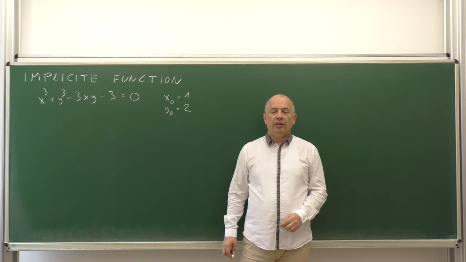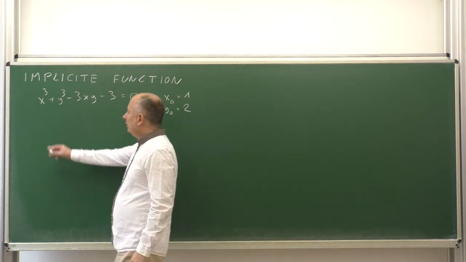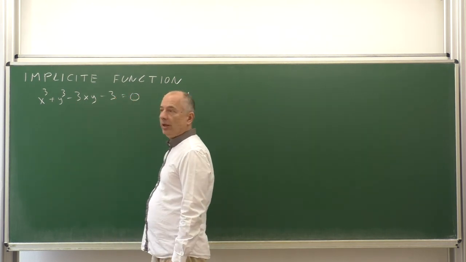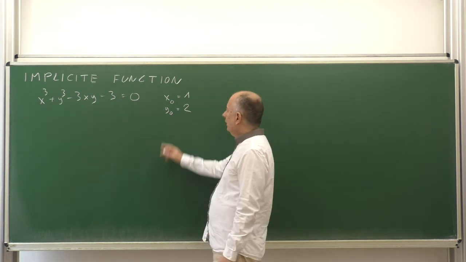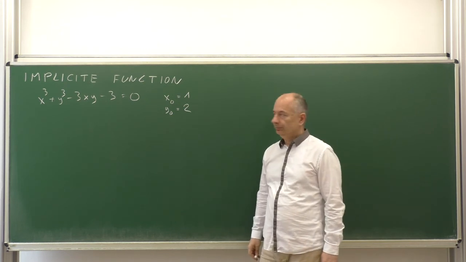Let us practice the implicit function theorem on the following example. Consider the equation x cubed plus y cubed minus 3xy minus 3 is equal to 0, near the point x0 is 1 and y0 is 2.